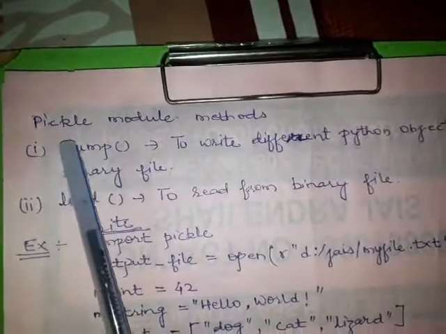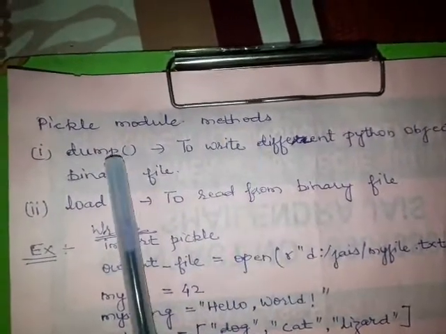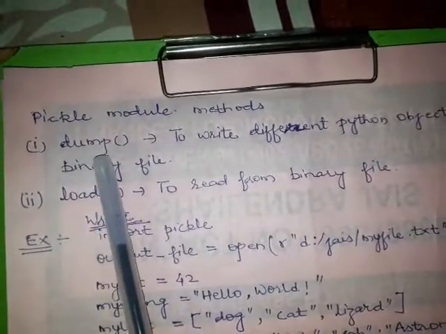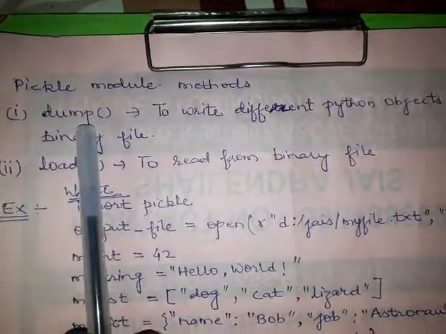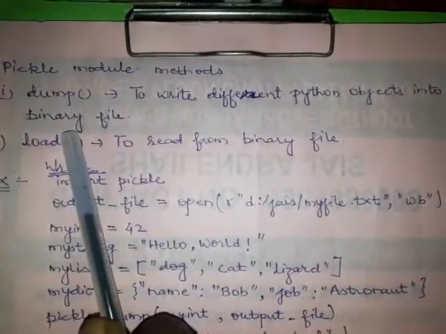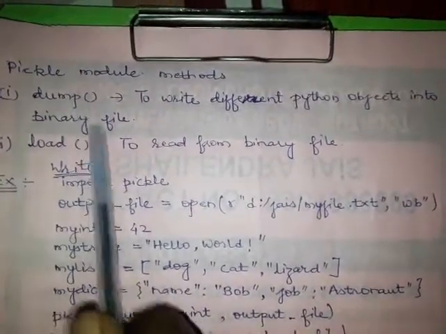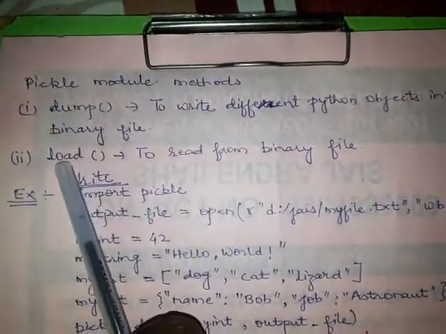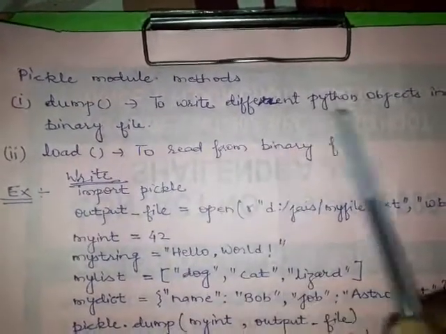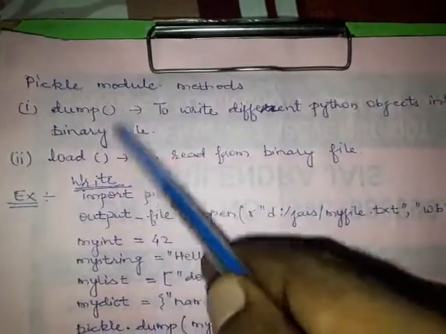Now there are different methods in the pickle module, but two of them are very important for us. The first one is the dump method. This dump method will write different Python objects into a binary file. It means the dump method is used to write Python objects into the binary file. The second method is the load method. This method is used to read from a binary file. Both these two methods are important.